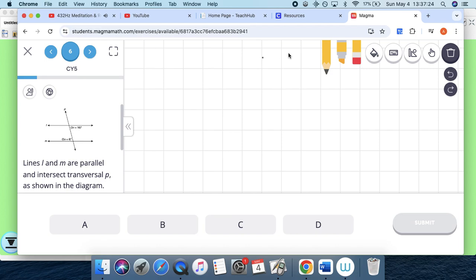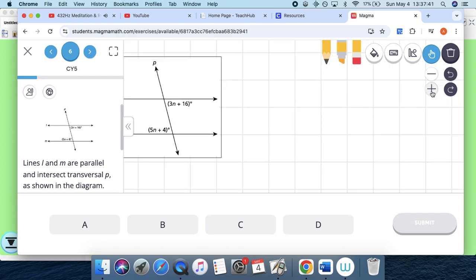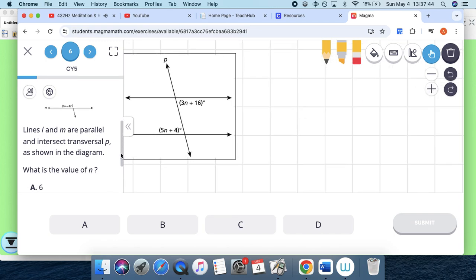6, we have a transversal, two parallel lines cut by a line here. Bring this guy over here. And we want, what do we want? We want the value of n. What's the value of n?